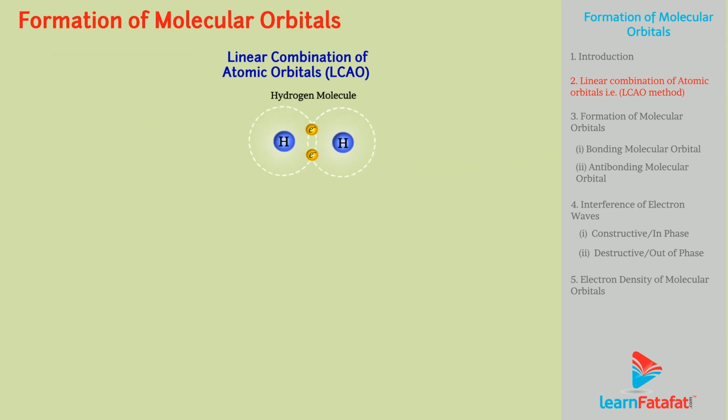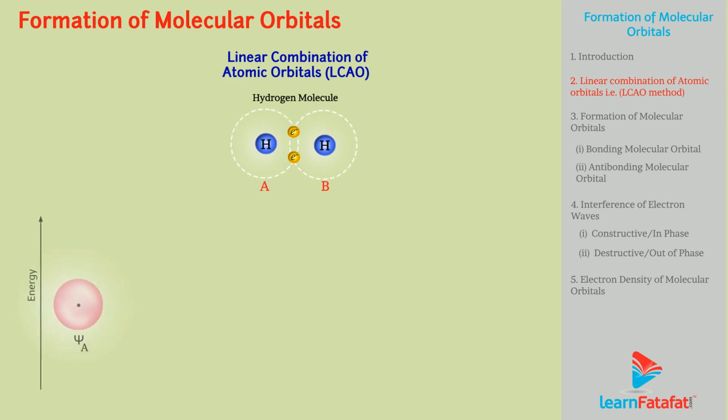Consider a diatomic hydrogen molecule consisting of atoms A and B. The distribution of atomic orbitals can be obtained by psi A and psi B respectively. According to the LCAO method, the molecular orbital of the H2 molecule is the linear combination of psi A and psi B.